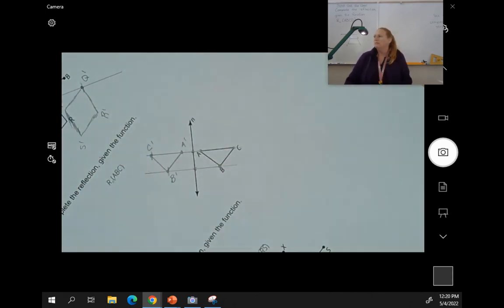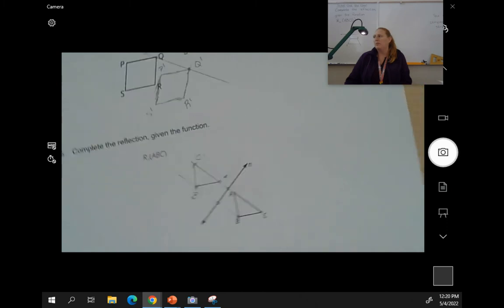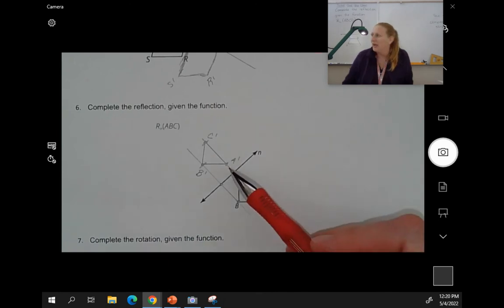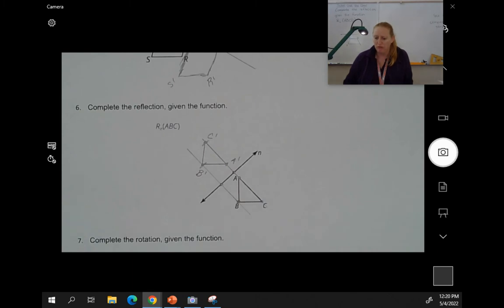That's pretty good. Of course, when I put my paper the right way again, it looks a little sideways, but it looks good. It's a pretty good reflection. I think my A prime is a little bit off, but that's because it was so tiny. My poor compass couldn't get that small. It's all right.